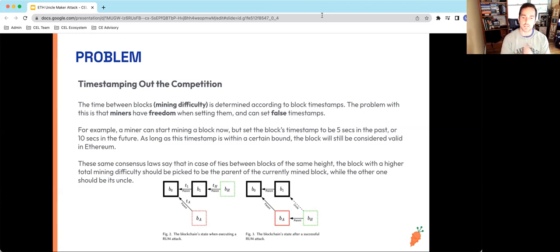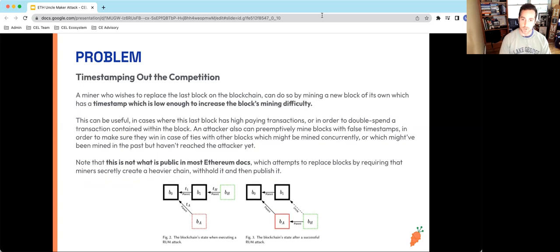Now, these same consensus rules say that in cases of ties between blocks of the same height, the block with a higher total mining difficulty should be picked as the parent of the currently mined block, while the other ones should be produced as an uncle. And this is where the uncle maker attack comes into play. A miner who wishes to replace the last block on the blockchain can do so by mining a new block of its own, which has a timestamp low enough to increase the block's mining difficulty. The last block may have high paying transactions, or the miner may want to double spend a transaction contained within that block.